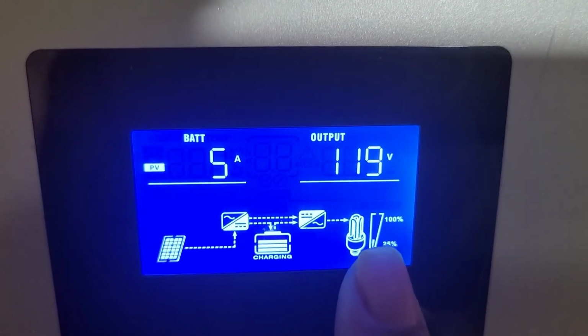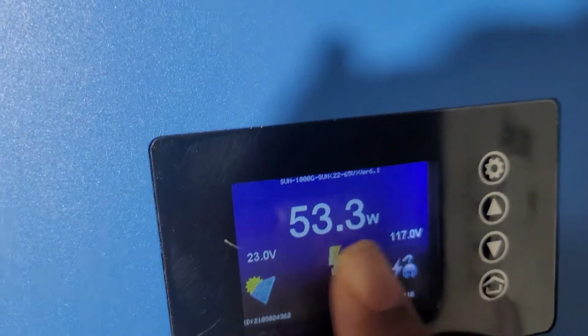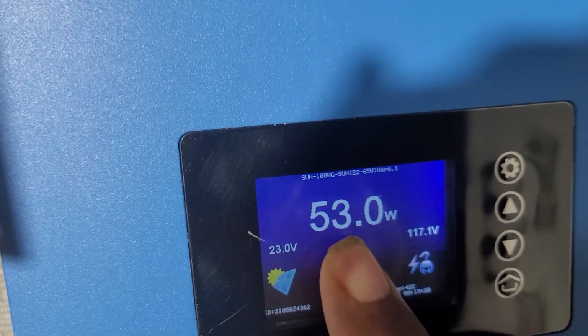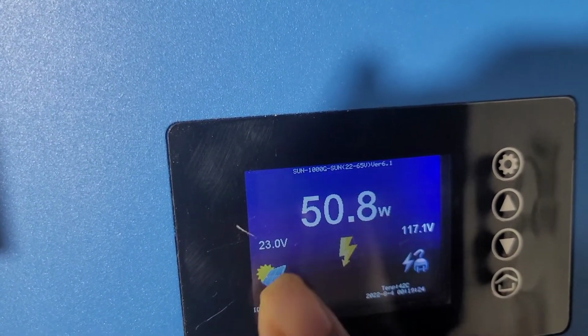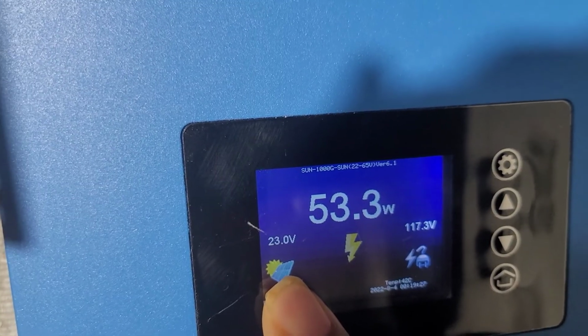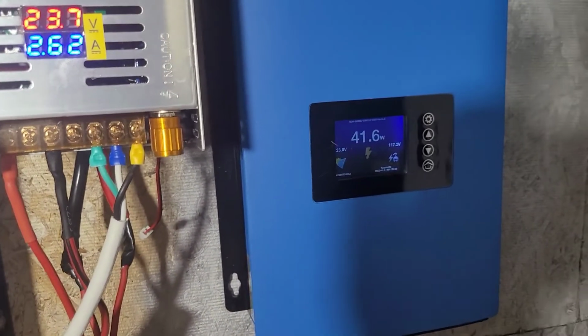Okay? If you don't have no load on here, let's see. Do we have a load on there? Yes, we do. We have a load of 54 watts going into this system. And that's going into my grid, my wall. That's a tie grid inverter, so it's going in there.